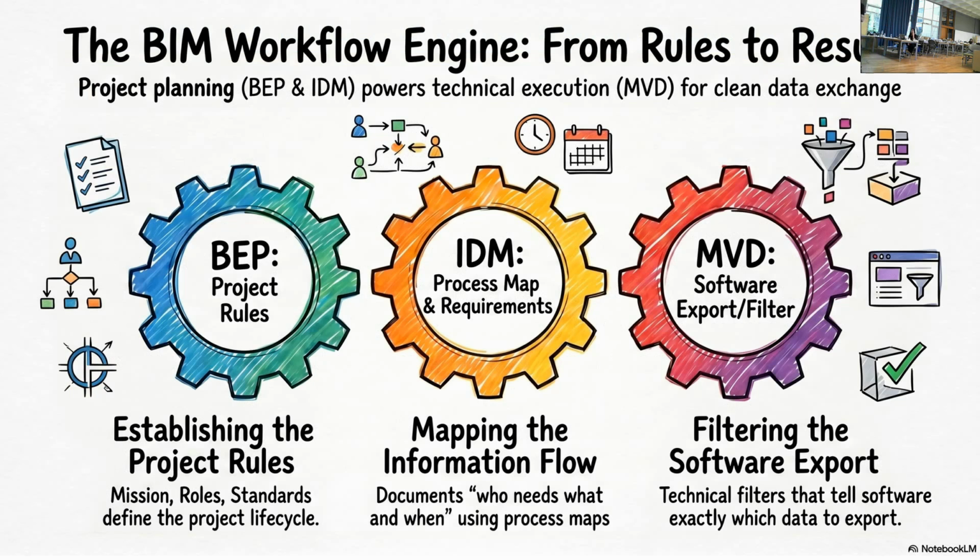So we have the BEP, establishing the project rules. We have the IDM, where we map the information flow. We do the process map and we create requirements. And then we have the MVD, the software export filter, which is how our software exports files accordingly. BIM is all about creating information, receiving information, using that, creating information, then giving more information to the people. And in that case, this export process is defined by these gears.